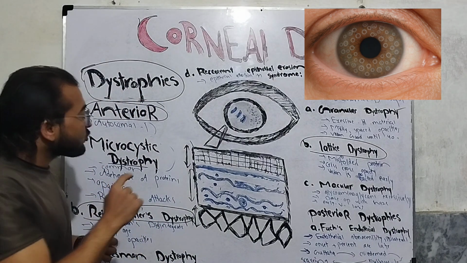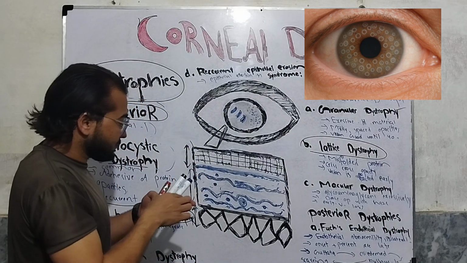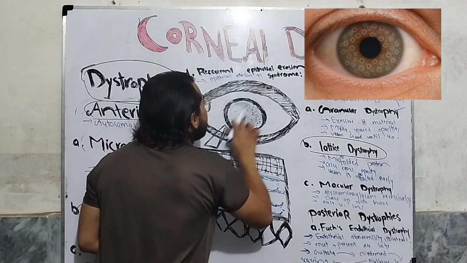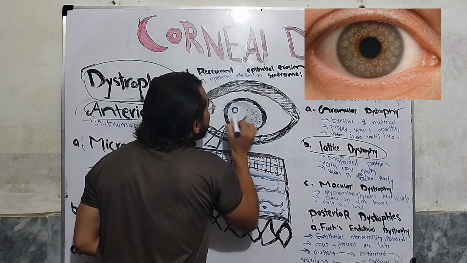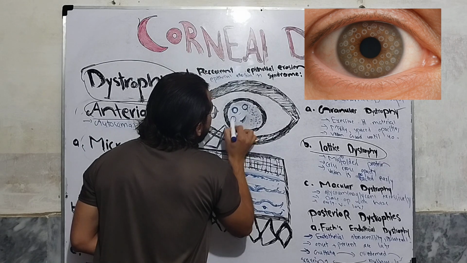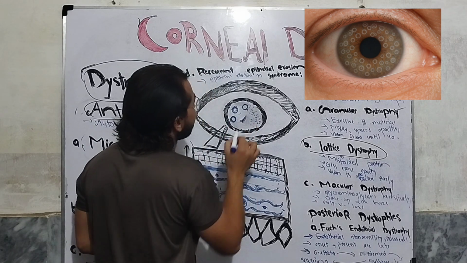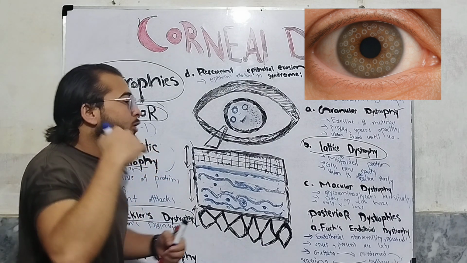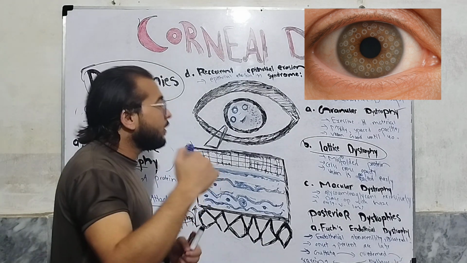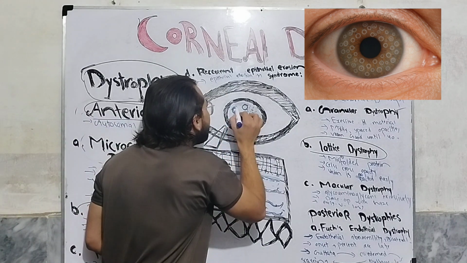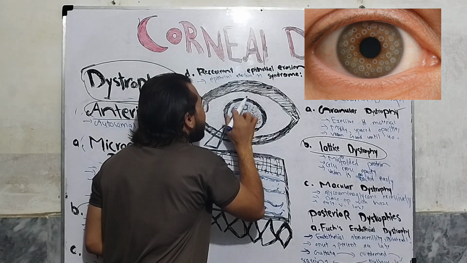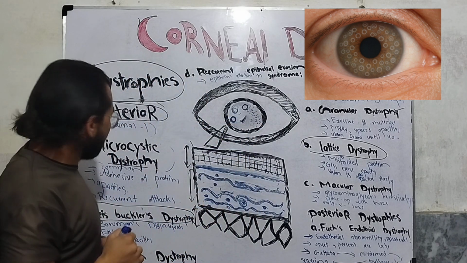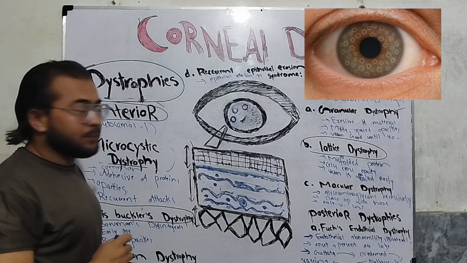In Reis-Bücklers dystrophy, clinically the opacities will look like rings. So we will have ring opacities, and it presents in early childhood. There will be recurrent attacks of pain, photophobia, lacrimation, etc. So this is the Reis-Bücklers dystrophy.